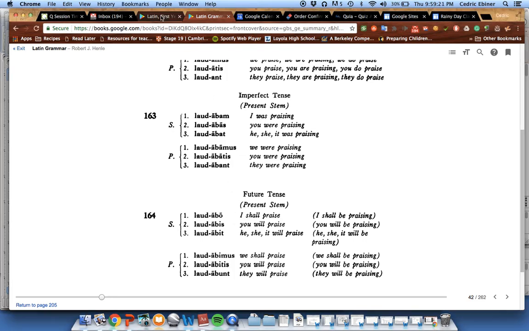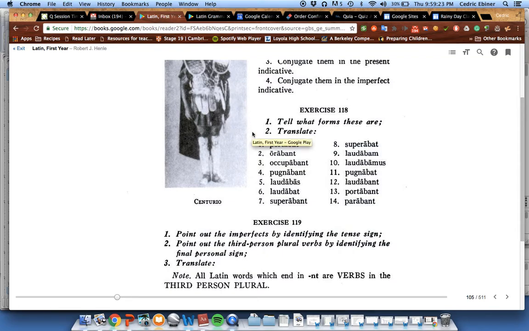So now let's go to your book and your exercises that you had to deal with. So let's go to exercise 118 on page 110. Okay, and so you see that this exercise 118 right here is all dealing with imperfect tenses. You can tell that because you have a BA in every single form before the personal endings. So bat over here, bant over here, bant again, bas over here. So this is all about these different parts of the imperfect.